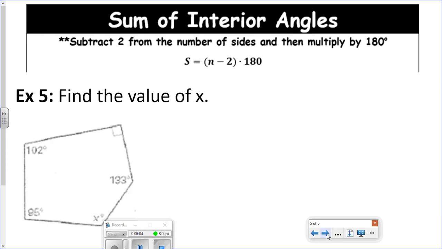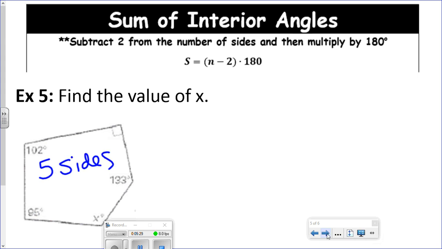All right, example 5 is very similar to example 3, but it's in picture form. I gave you a shape, I gave you most of the angles, and I want you to find one more. So the first thing we need to do is find how many sides this has. So we count this up. This is a pentagon, so it has 5 sides.